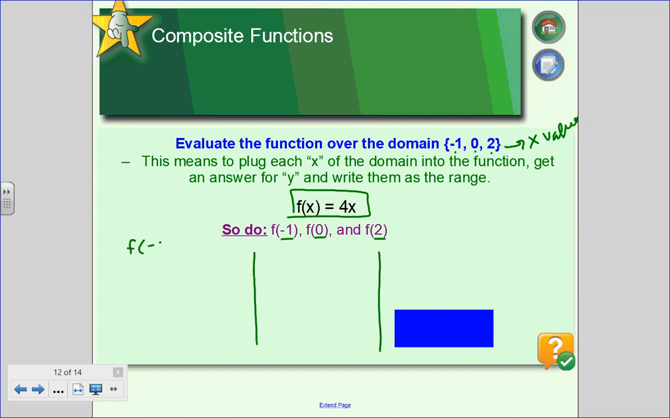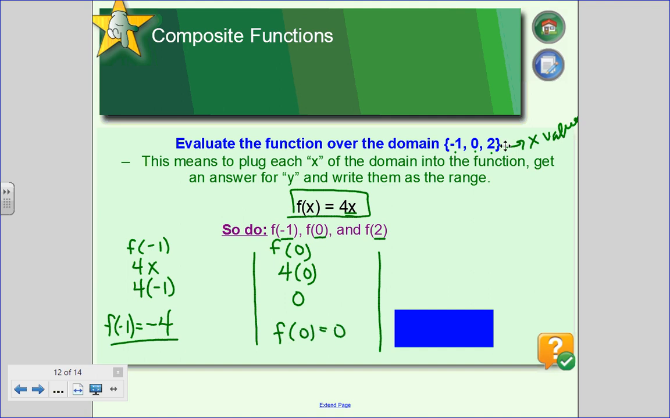We have f of negative 1. If my function was 4x, then I'm replacing the x with negative 1, getting negative 4 when f of negative 1 is simplified. We now need to find f of 0, meaning put 0 in where we see the x, which is 0. So f of 0 outputs to 0. And finally, f of 2 means 4 times 2, which is 8. So f of 2 simplifies to 8.